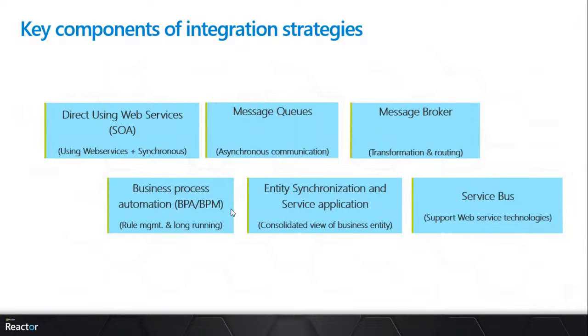The next component of strategy is message queue. It is asynchronous communication through a queue manager, something like what we conventionally used, MSMQ and IBM MQ, right? So this falls under the category of message queue. Then there is a message broker, which provides routing and transformation with guarantee.